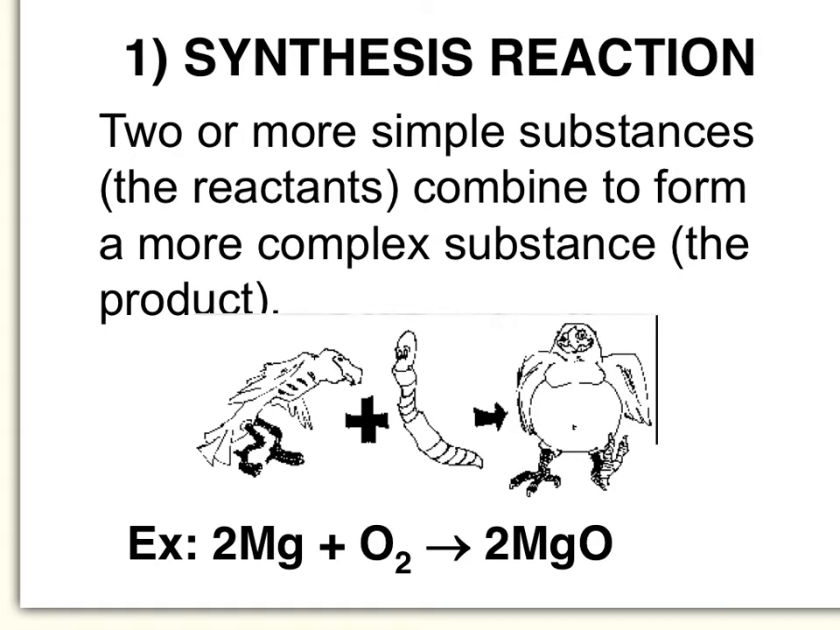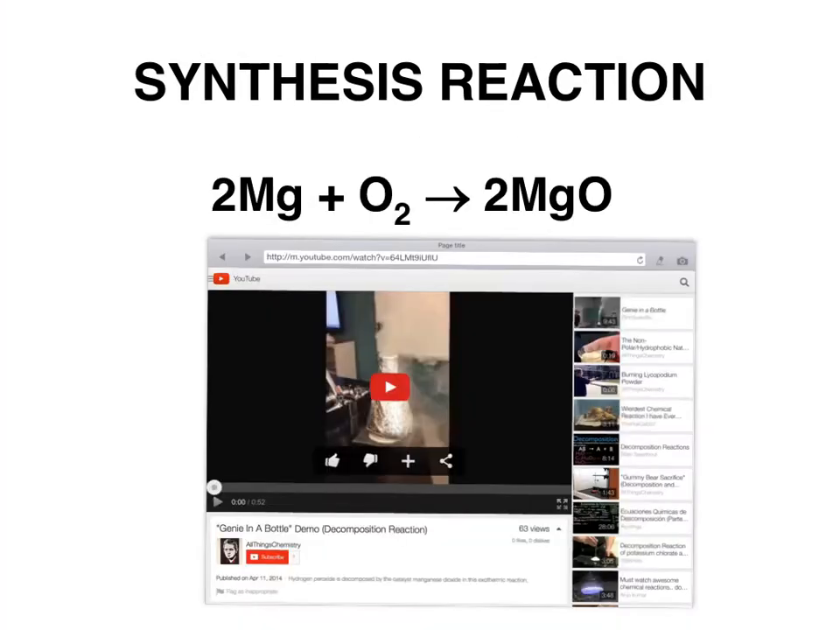Okay, so an example of this is magnesium and oxygen can combine to make 1 compound called magnesium oxide. And for a few of these, I just have little mini videos. Let's see if I can get this to play.